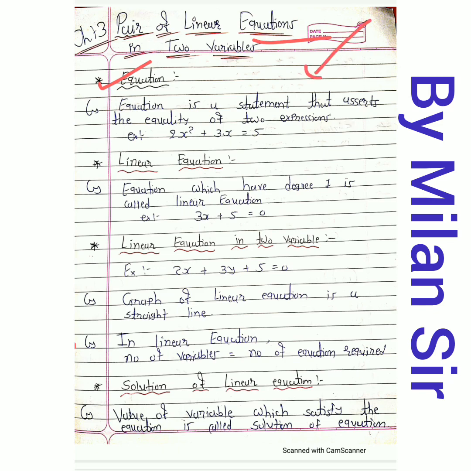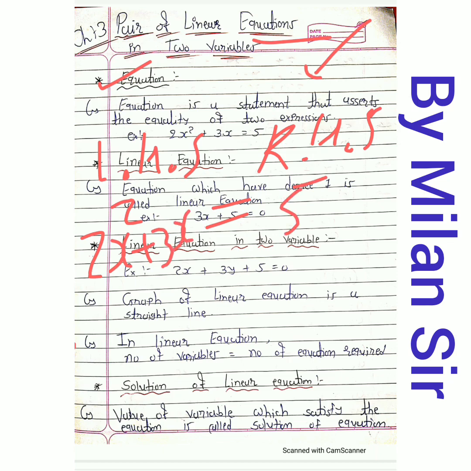So equation is a statement that asserts the equality of two expressions. Finally, in an equation one equality sign is there, with a left hand side and a right hand side. In both sides we have one expression, one expression on the left hand side and one expression on the right hand side. Here I wrote one example, 2x square plus 3x is equals to 5. So this is one equation.